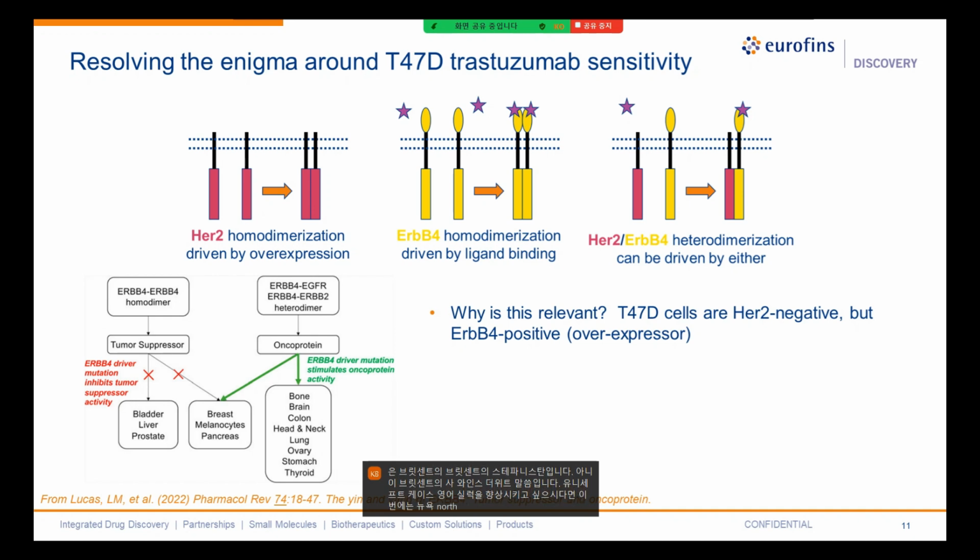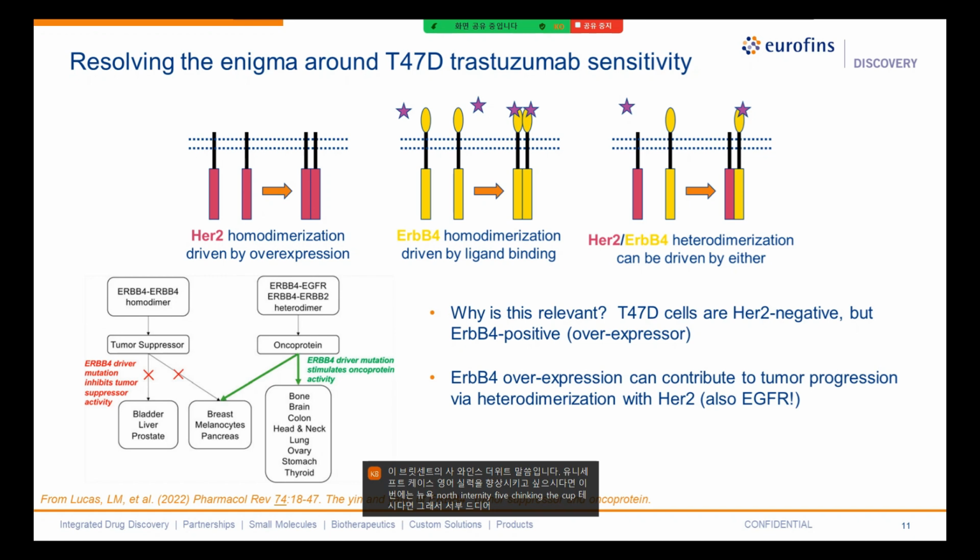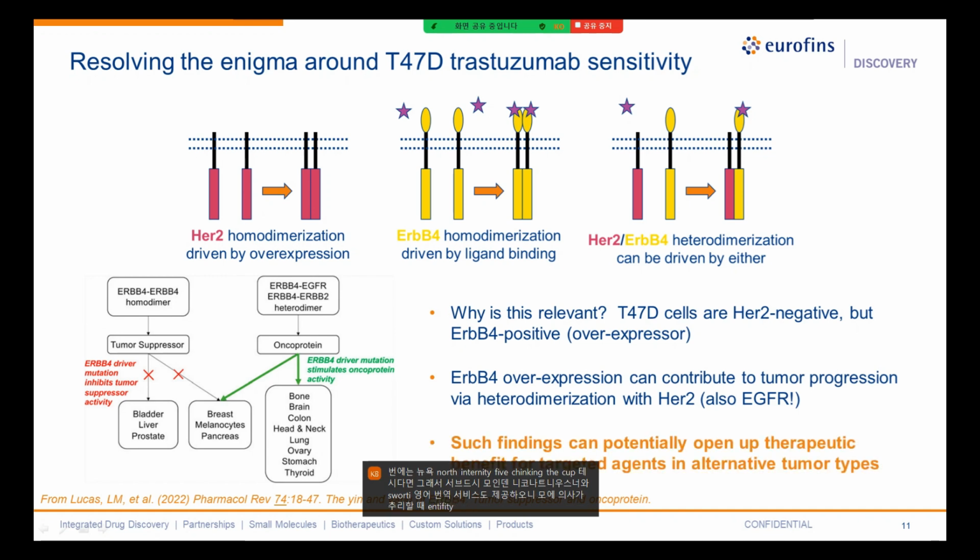And in fact, if ERB4 is overexpressed and it cannot heterodimerize, it is very likely it will homodimerize and then also act as a tumor suppressor. So with this in mind then, you can actually rationalize why trastuzumab showed activity in the T47D cell line, where we've actually identified a predictive genomic biomarker that identifies tumor types here that may be sensitive to a drug where they were not necessarily thought to be so.